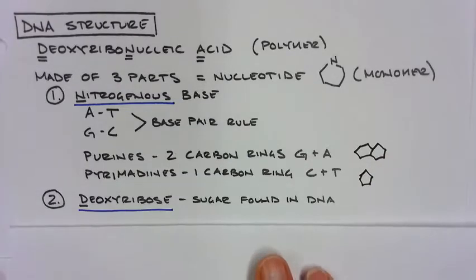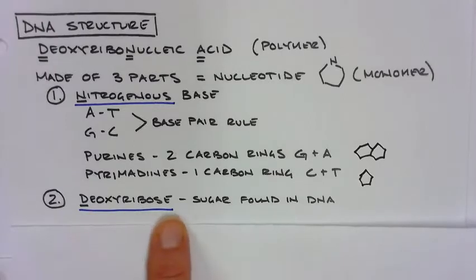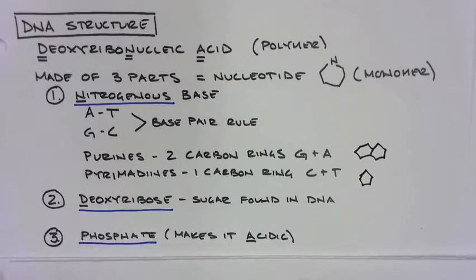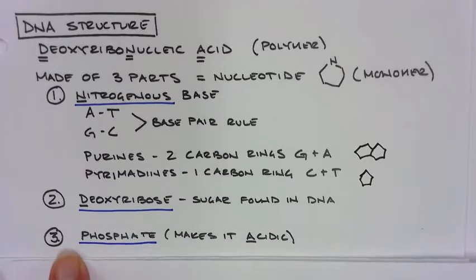The second part of a nucleotide is the deoxyribose sugar, which is found in DNA. And the last part of a nucleotide is the phosphate. And again, the phosphate is what makes DNA an acid.